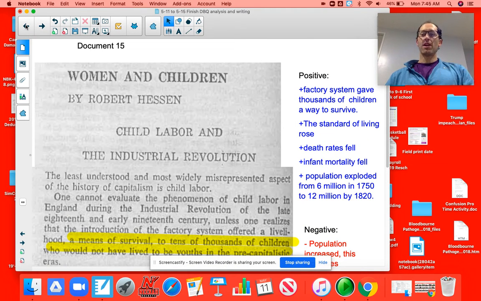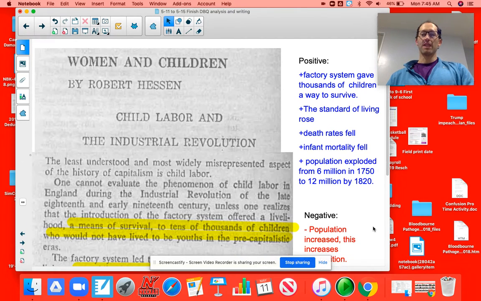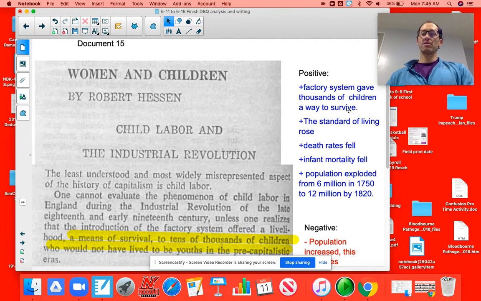All right, the document was called Women and Children by Robert Hessen, Child Labor in the Industrial Revolution. I attempted to get you to understand that the factory system gave thousands of children a way to survive, and it raised the standard of living. We found that death rates fell and infant mortality rate fell. So in other words, kids were dying at a lower rate than before. It was 75% were dying before the age of 5, and then it would drop down to about 35.